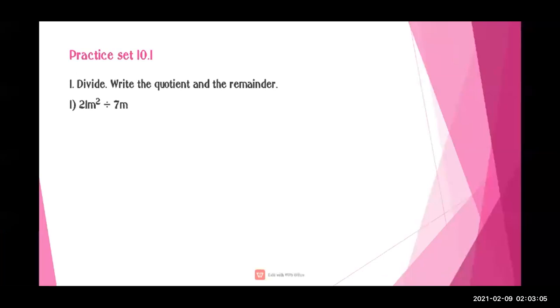Practice set 10.1, question number 1. Divide, write the quotient and the remainder. Here you are going to divide, and next you are going to write in quotient and remainder form. Now the first question is 21m^2 divided by 7m.